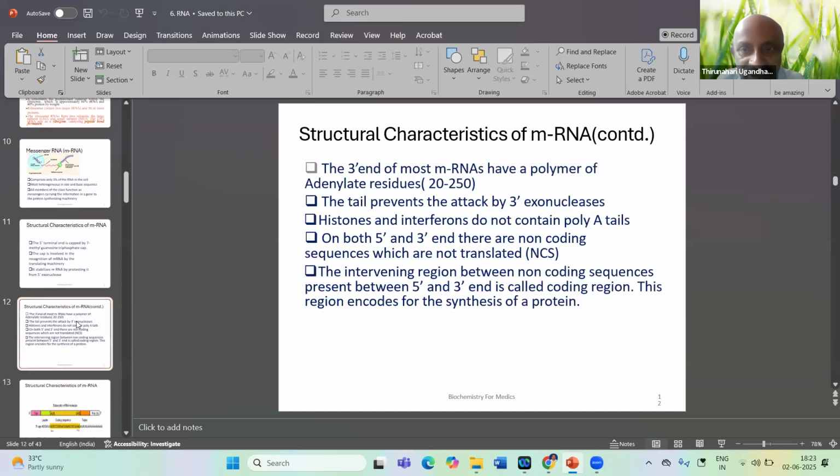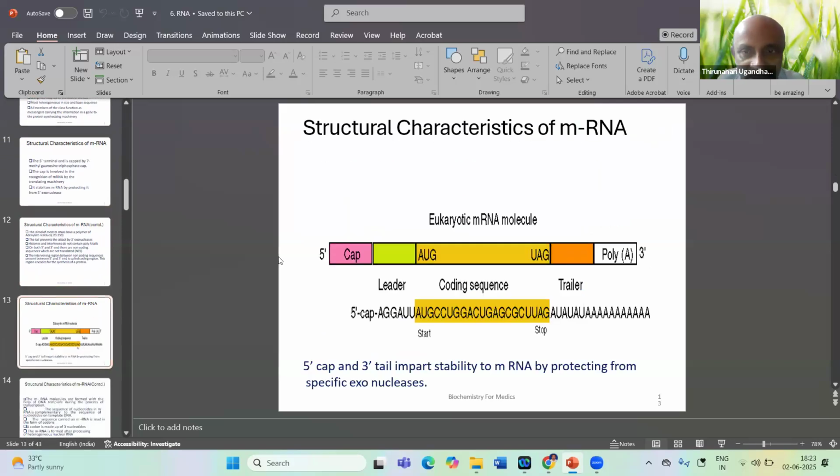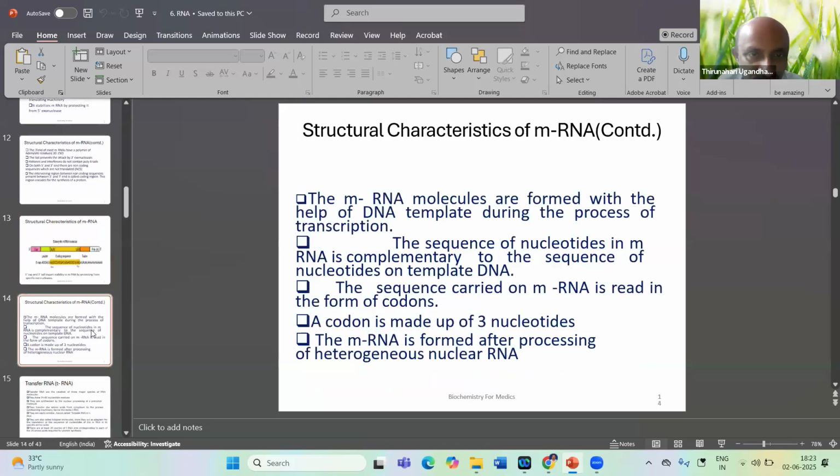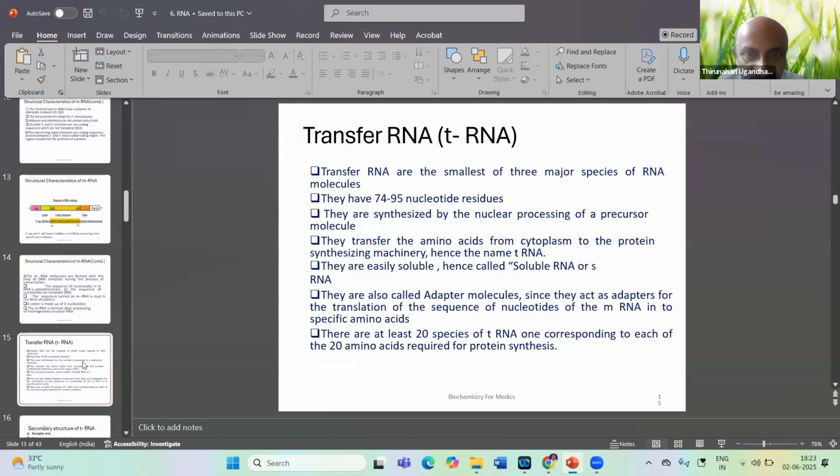So this completes the structural characteristics of the mRNA. A eukaryotic mRNA molecule has the cap, then the coding sequence, which begins with the start codon AUG (adenine, uracil, guanine) and ends with a stop codon, then the polynucleotide tail. The 5' cap and 3' tail impart stability to the mRNA by protecting it from specific exonucleases. These are the major characteristic features of mRNA, which performs its role in the translation machinery.